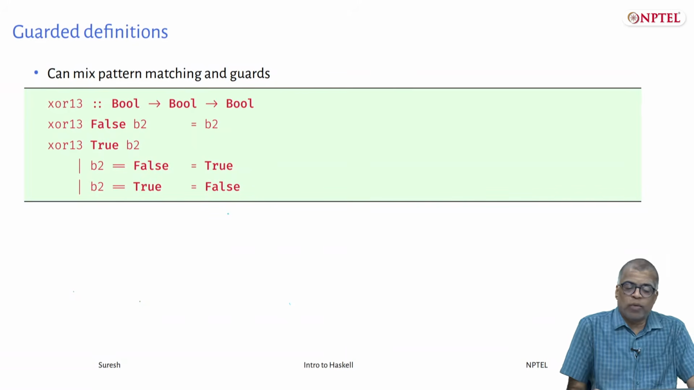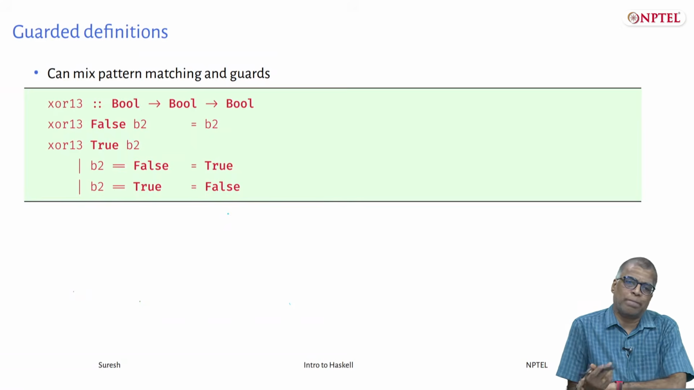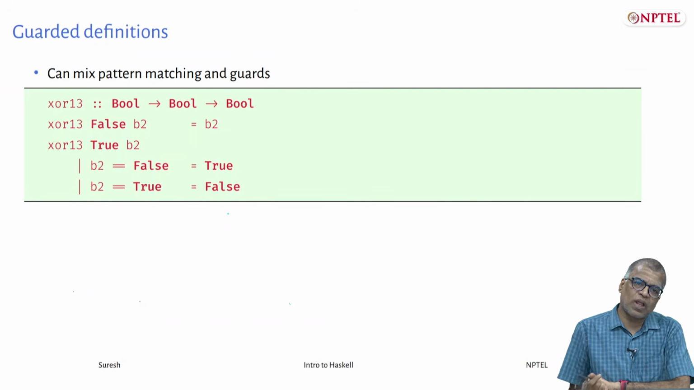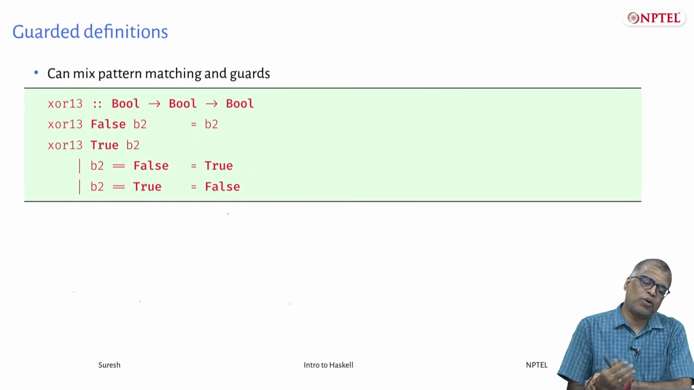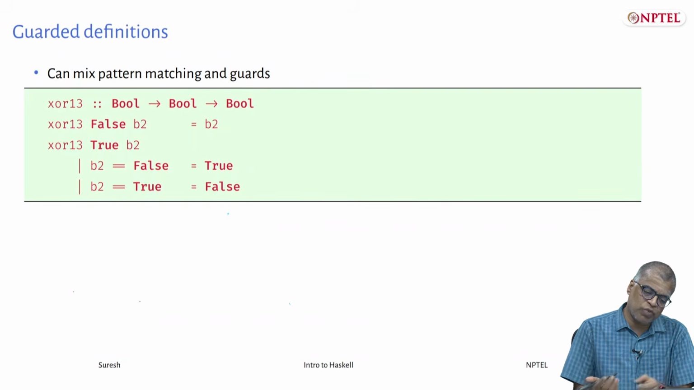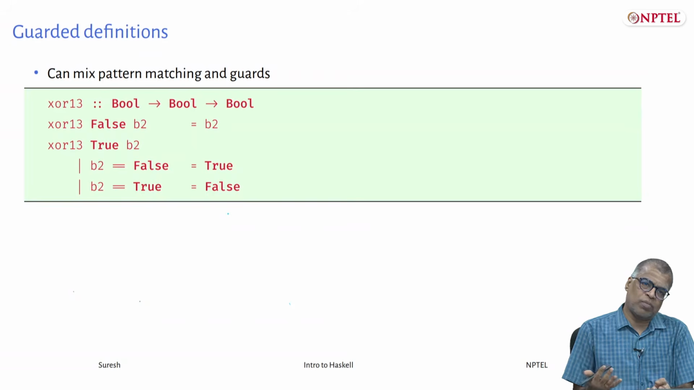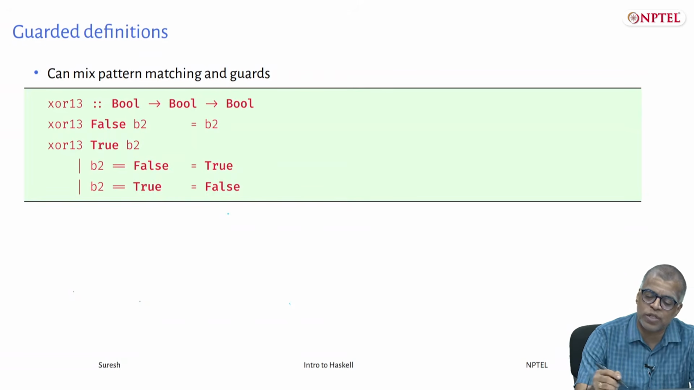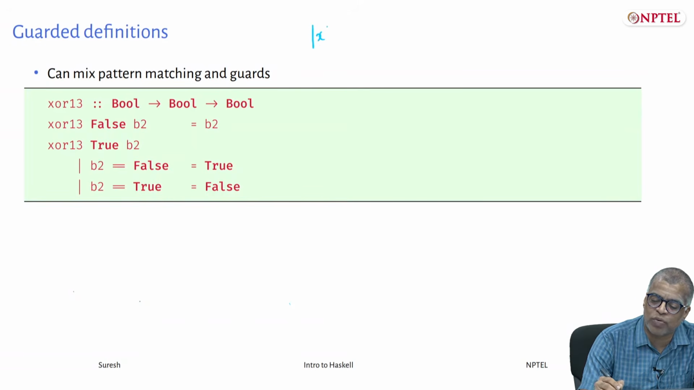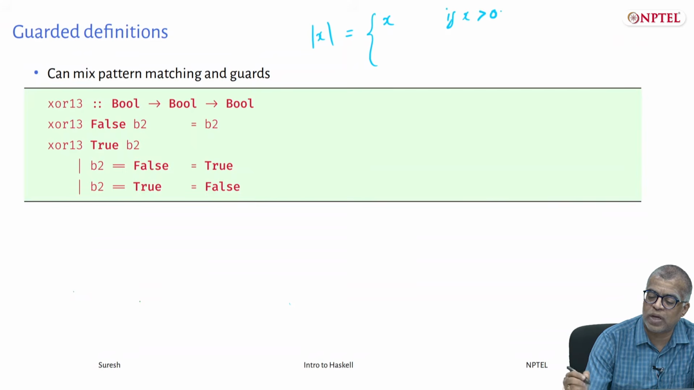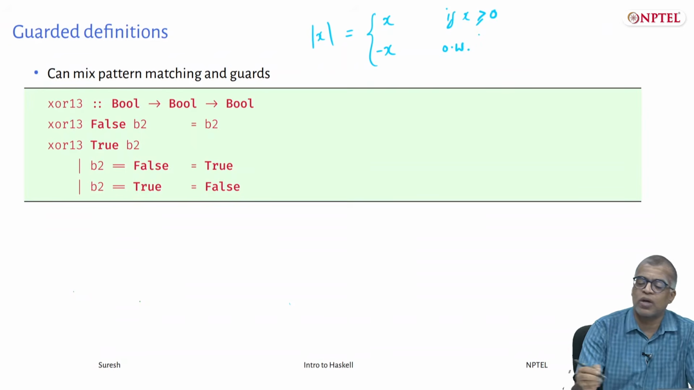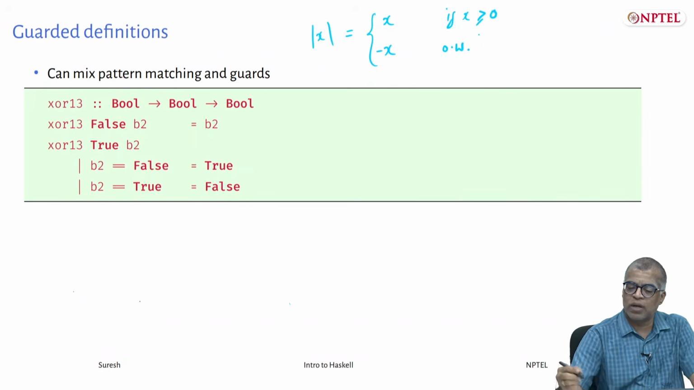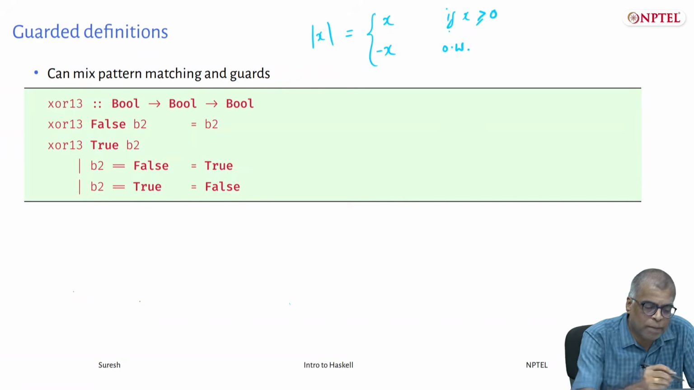Sometimes you might want to give some definition in case some condition is fulfilled, and some other definition when some other condition is fulfilled. Like for instance, here is how you might define the absolute value function in mathematics. You might say this is just x if x is greater than or equal to 0 and it's minus x otherwise. Okay. This is an example of a guarded definition. This thing is called a guard.